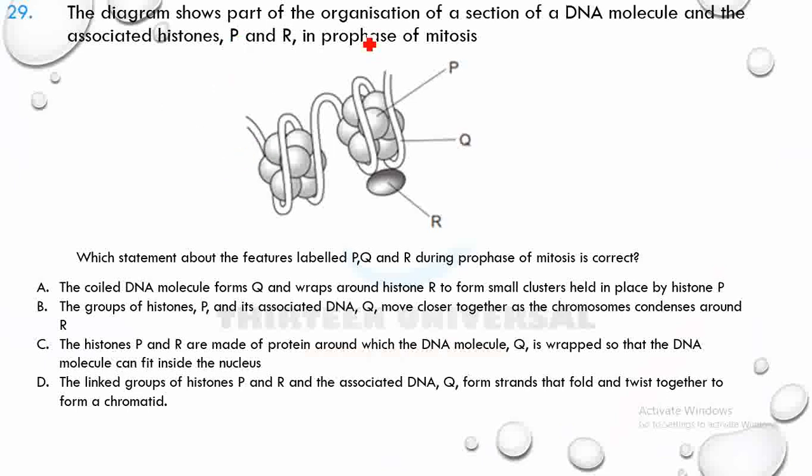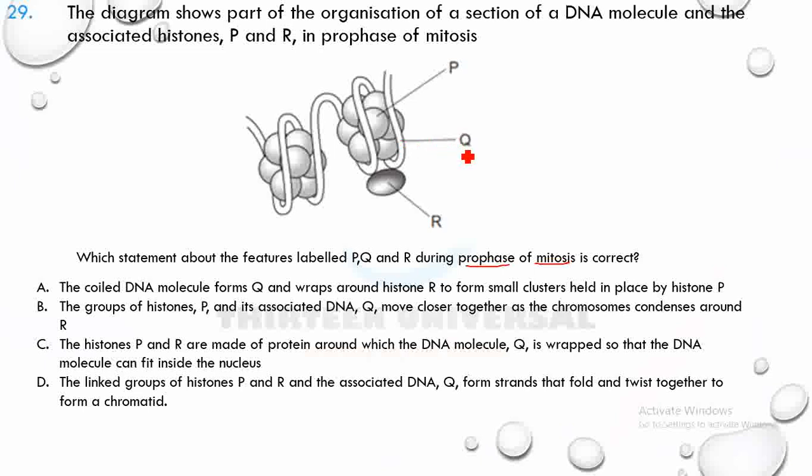All right, let's go, guys. The diagram shows part of the organization of a section of DNA molecule and associated histone proteins P and R. Okay, you can see that. They ask which statement about the features labeled P, Q, R during prophase. Remember, it's during prophase of mitosis. Please always read the question well. Now A says the coiled DNA molecule forms Q.